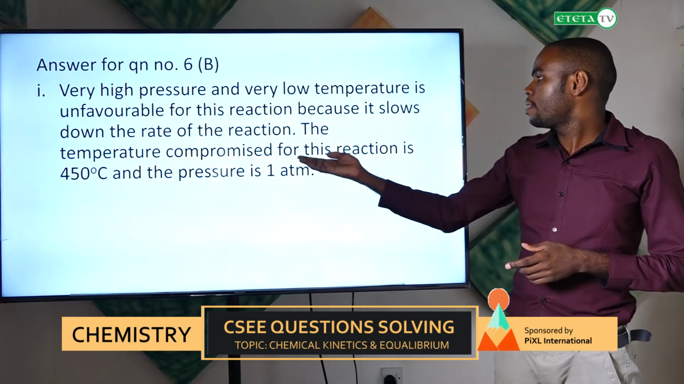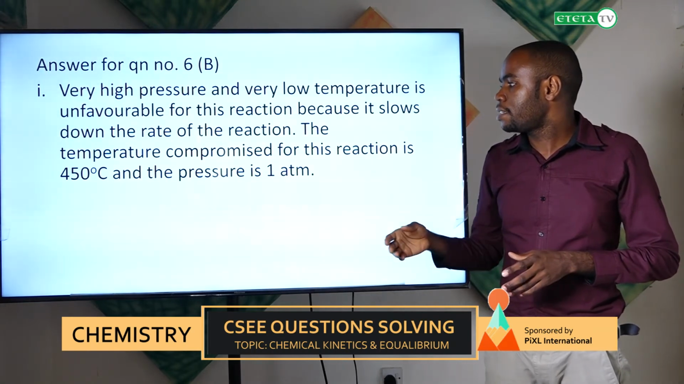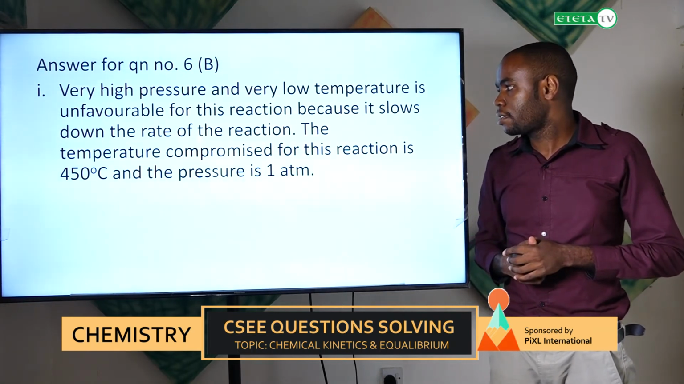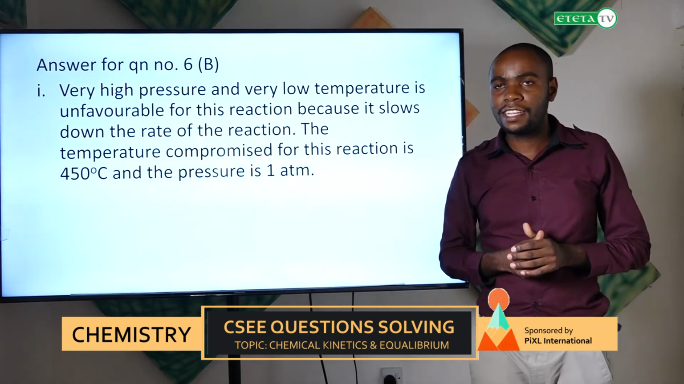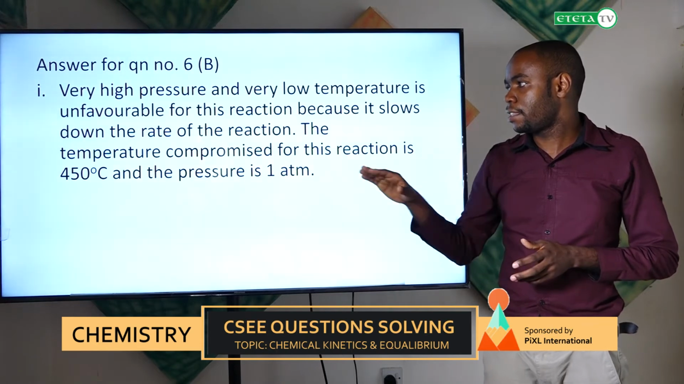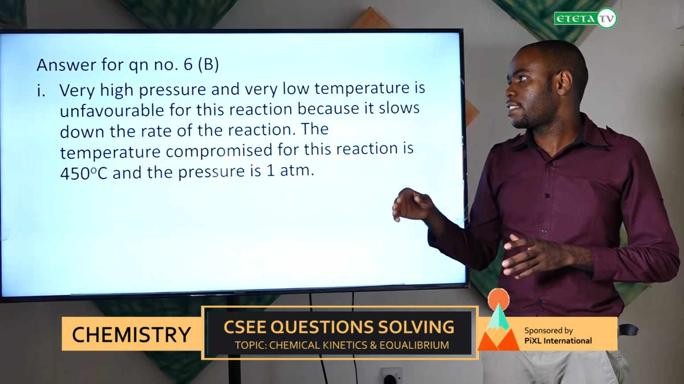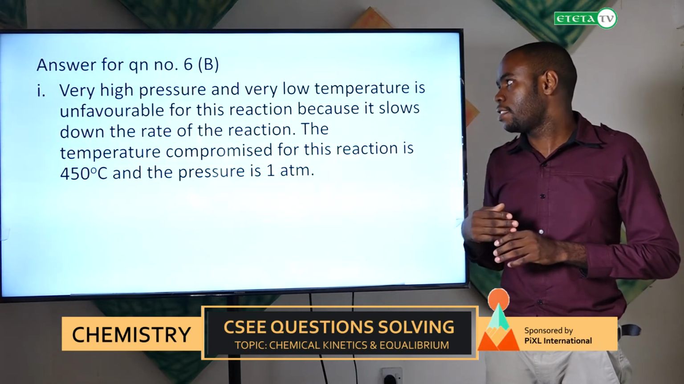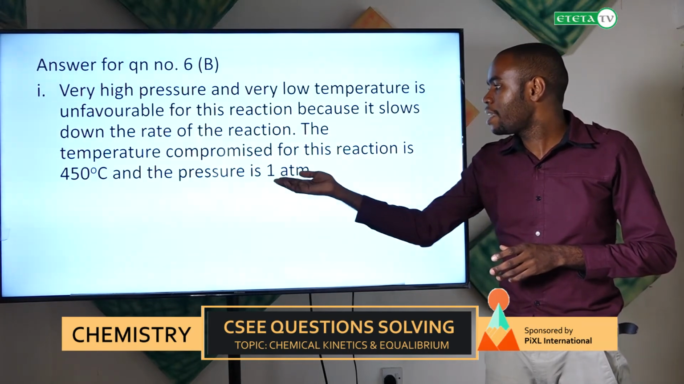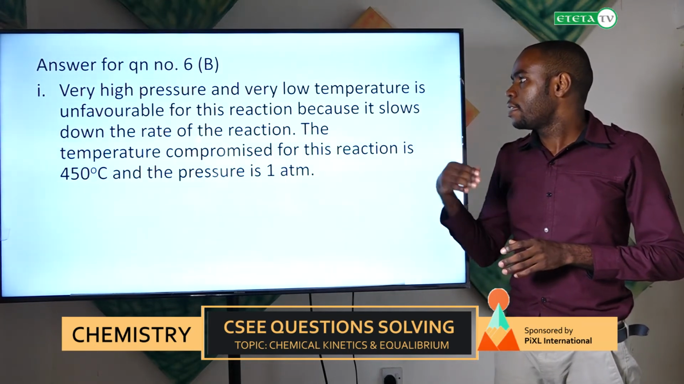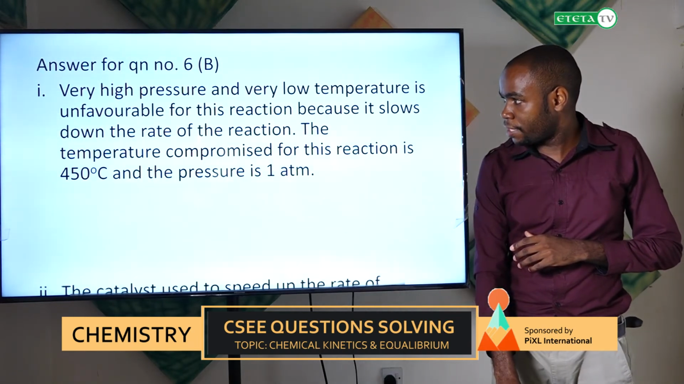The temperature compromise for this reaction is 450 degrees centigrade, while the pressure is 1 atmospheric pressure. This is what is required. So if the temperature is lower than 450 degrees centigrade, the reaction is unfavorable. But if the pressure is higher than 1 atmospheric pressure, the reaction will also be unfavorable. The condition will be unfavorable for that reaction.